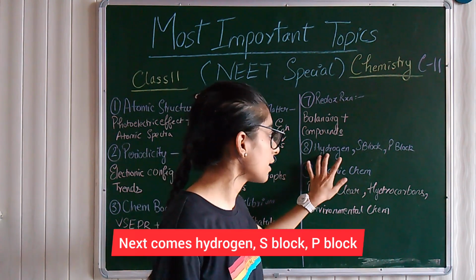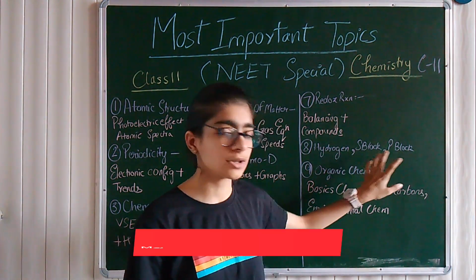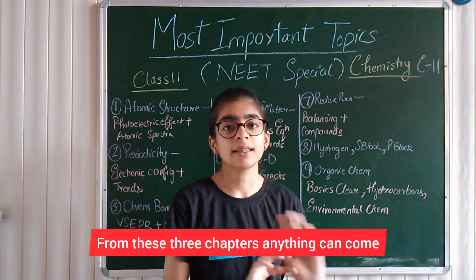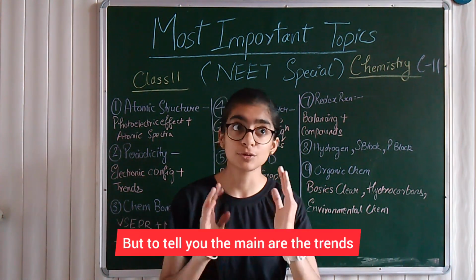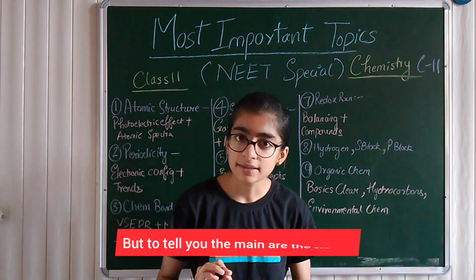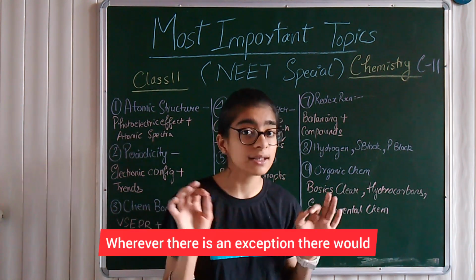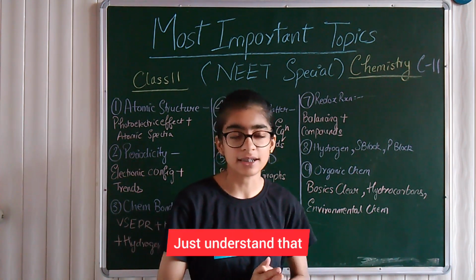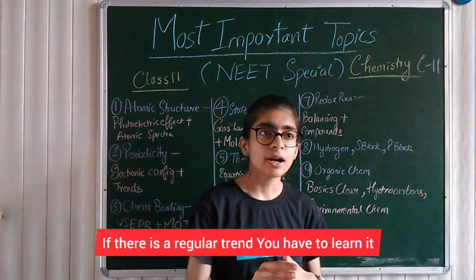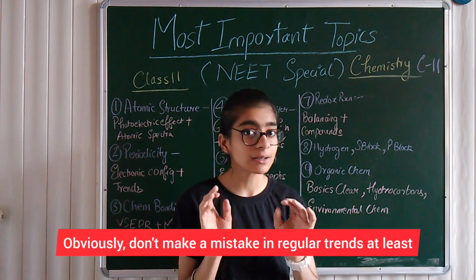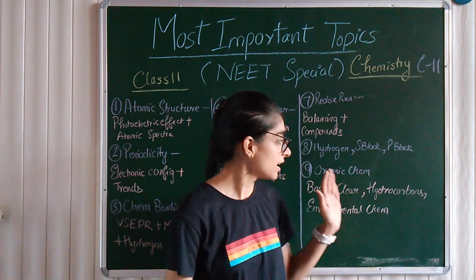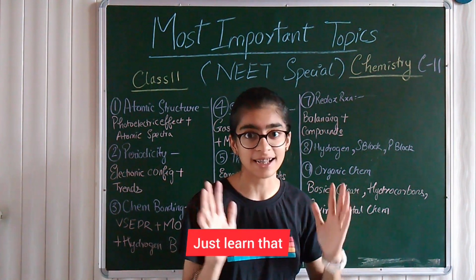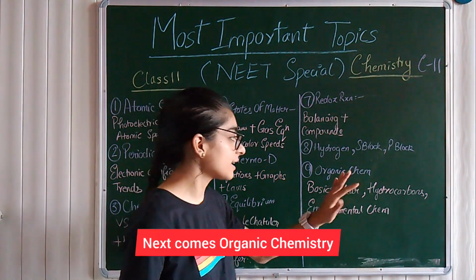Next comes hydrogen, s-block, and p-block, which are majorly inorganic chemistry. From these three chapters anything can come, but to tell you, the main things are the trends. Wherever there is an exception, there would be a question from inorganic chemistry. Just understand that. If there is a regular trend, you have to learn it; obviously, don't make a mistake in regular trends at least. But wherever there is an exception, there is a question. Just learn that. Next comes organic chemistry.